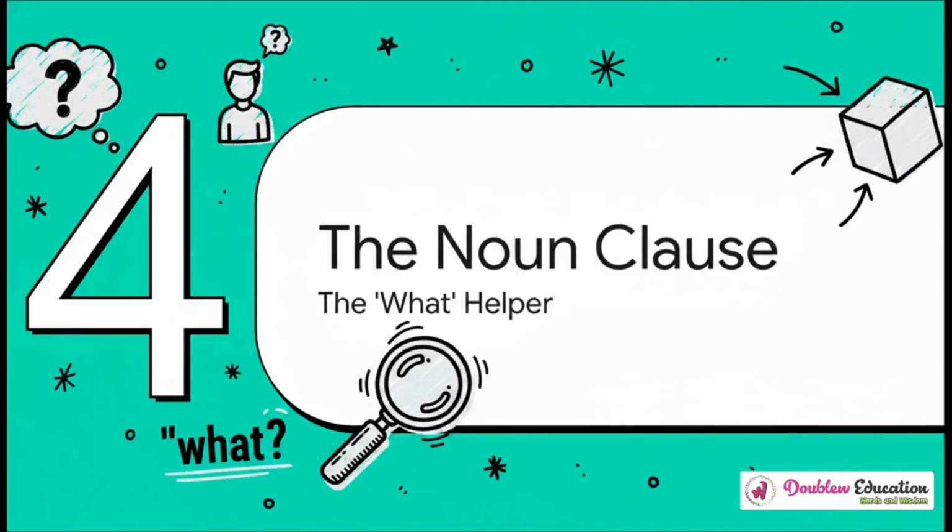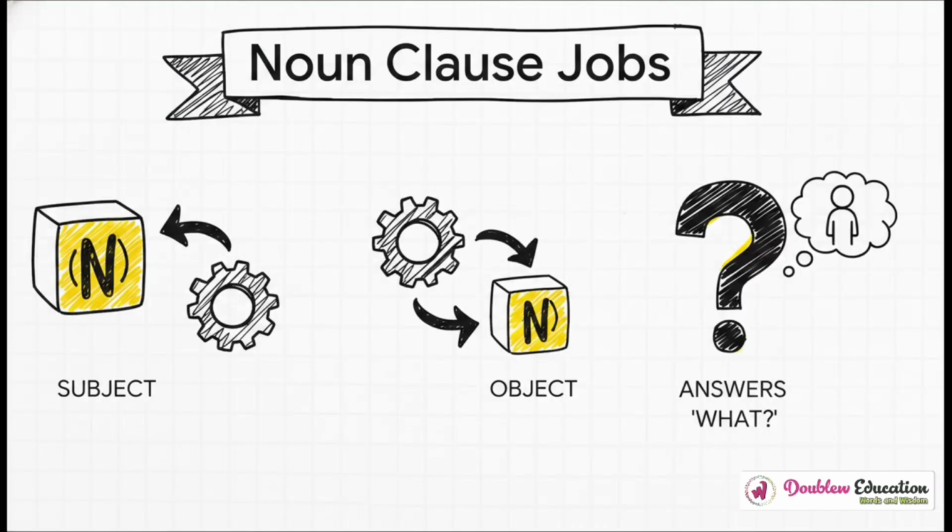Okay, first helper on the scene, the noun clause. I call this one the what helper. And its job is exactly what it sounds like. It acts just like a noun. So, get this. This whole chunk of words, this clause, can be the main subject of a sentence. Or it can be the object, the thing receiving the action. Basically, it can do anything a normal, single-word noun can do. And the easiest way to find it? It usually answers the question, what?